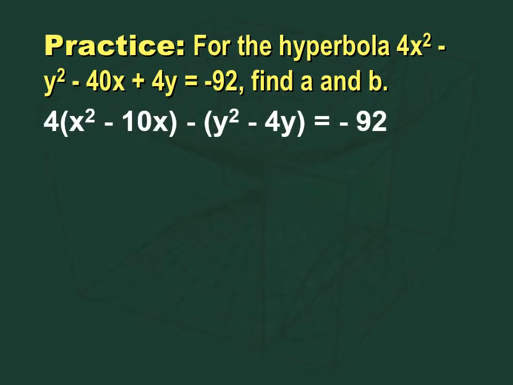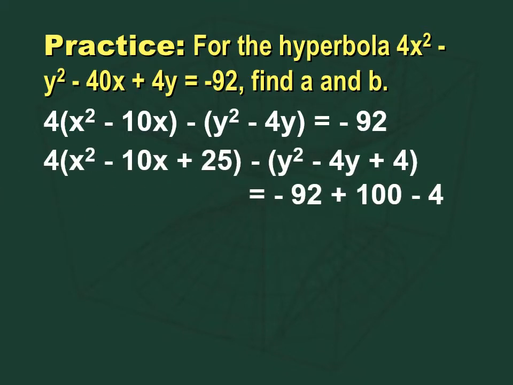Just like when we did with the ellipse, the first thing we want to do is group our x terms and our y terms together, and then factor out any constant in front of the squared term. In front of my x squared, I have a 4, so I need to factor out a 4. In front of my y squared, I actually have a -1 since it's minus y squared, so I want to factor out a negative from my y terms. That's how I got negative, parentheses, y squared minus 4y. I factored out a negative. And then I have equals -92.